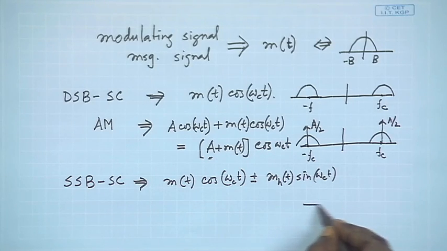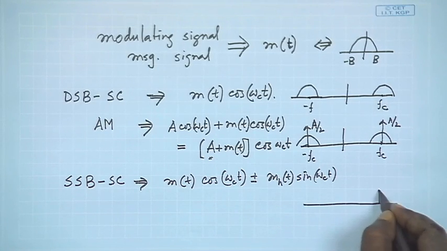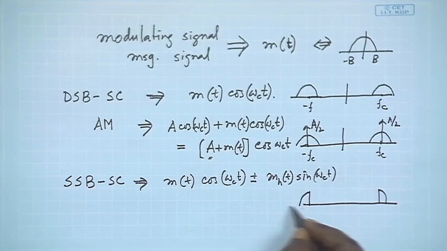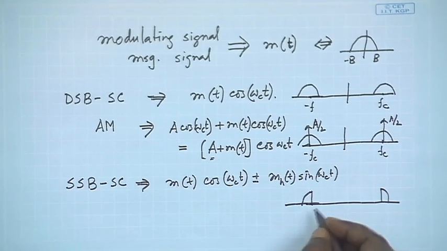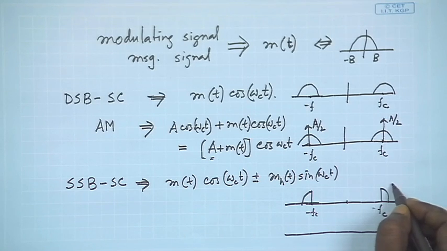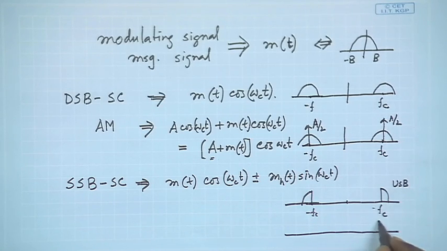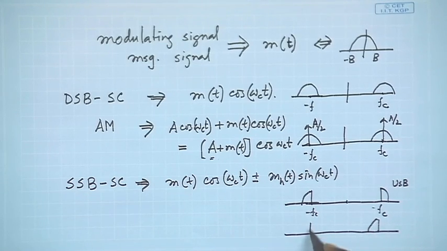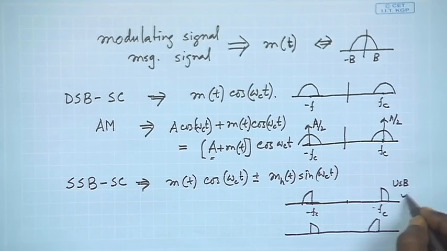So, the corresponding frequency domain response should be either this, that means only one sideband at carrier fc or minus fc will be there, or the other sideband. So, this is the USB, upper sideband, and this is the LSB. Okay. So, either this one or this one.